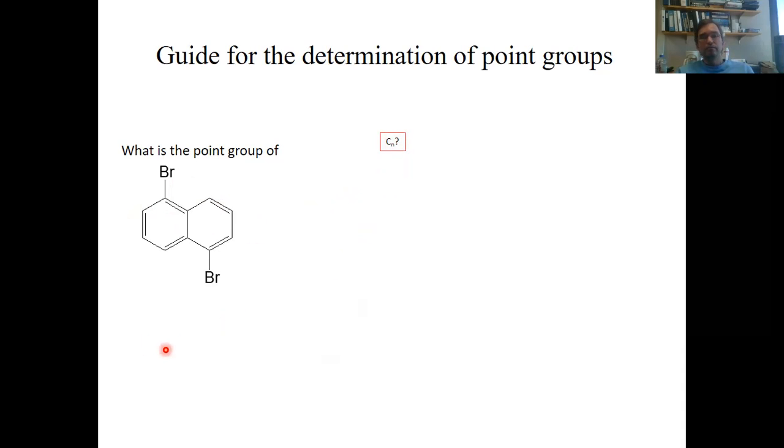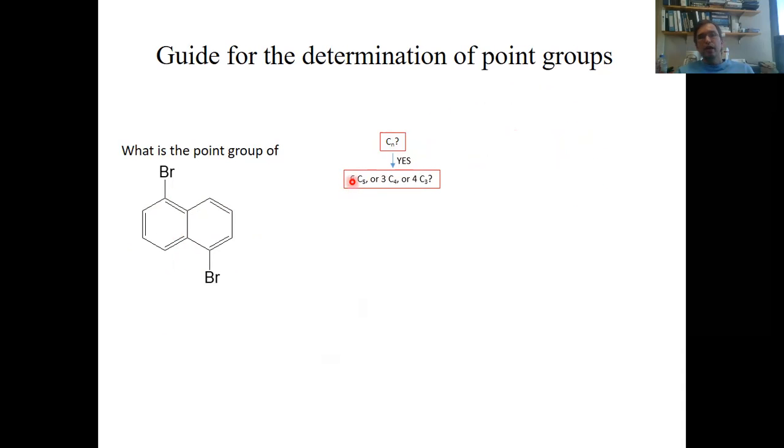Can you see one? There's an immediate C2, I guess. If you just rotate it 180, you'll get the bromines in the same spot. Correct. So there's a C2 axis that goes through that carbon-carbon bond and stands perpendicular to the plane of the molecule. Okay, so our answer is yes. So that means that we do not have a low symmetry point group.